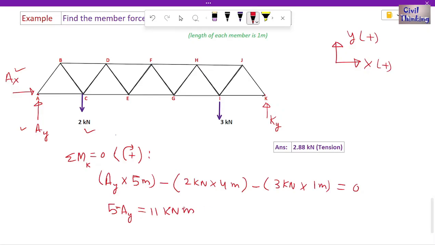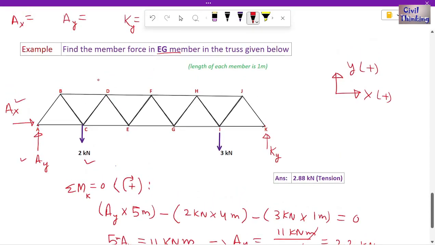Okay, so when we want to find the value of Ay here, Ay is going to be what? 11 kilonewton meter divided by 5 meters, right? So meter and meter cancel out, we are left with only kilonewton. Okay, so 11 divided by 5 is how much? Let me use the calculator. It is 2.2 kilonewton, right? So we found the value of Ay to be 2.2 kilonewton.